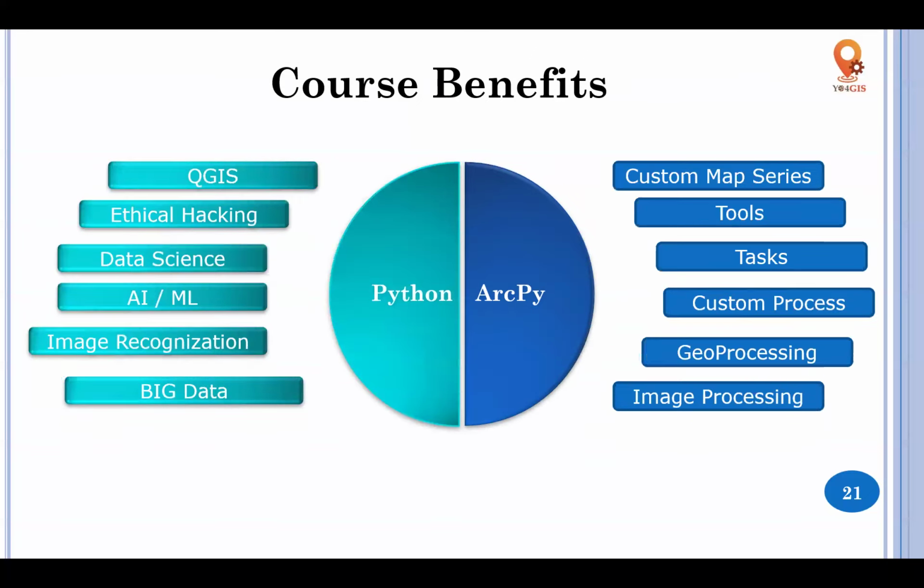What are the course benefits you will get? As I told you, 50% of the course is Python and 50% is ArcPy. Once you learn Python, you can utilize it in many different fields. You can learn QGIS customization, ethical hacking, data science, AI/ML, image recognition, big data. There are many different domains where you can use Python. The same Python we are going to learn, a similar Python we can use in different domains.